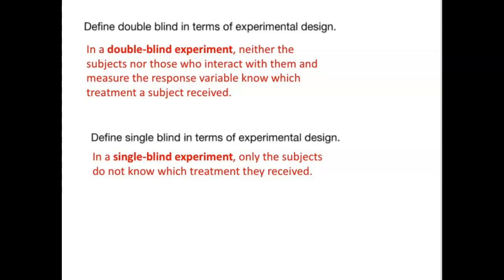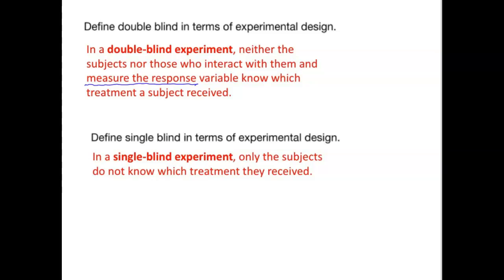Okay, single blind and double blind experiments. So let's talk about double blind first. In a double blind experiment, neither the subjects nor those who interact with them and measure the response variable know which treatment a subject received. So there are two parties that don't know which treatment was received.